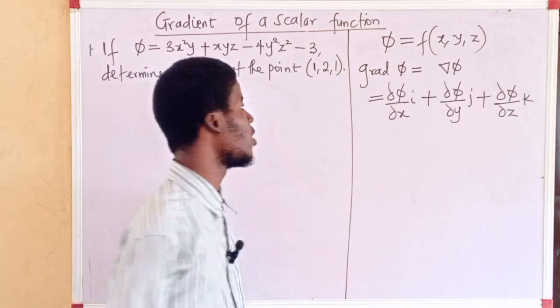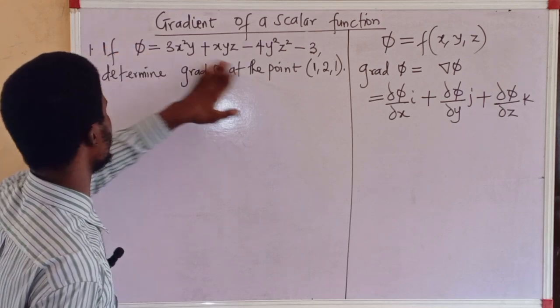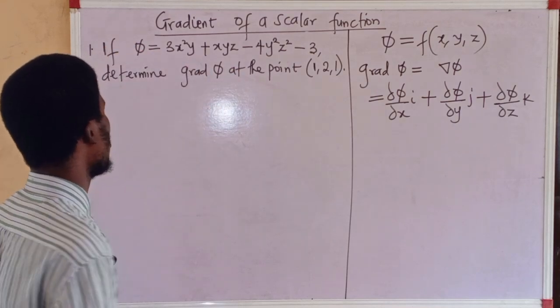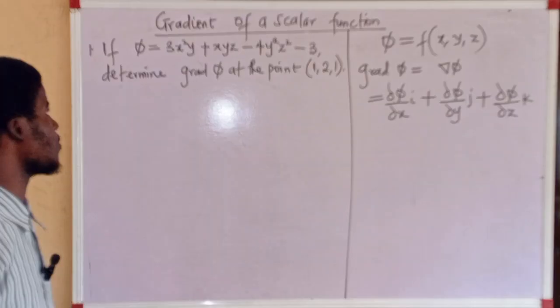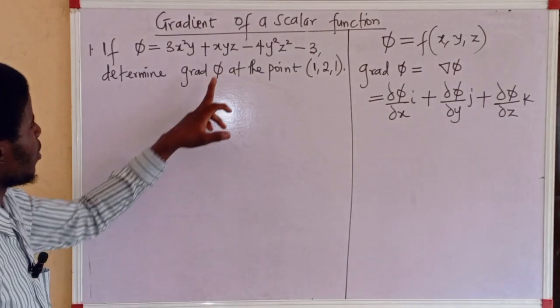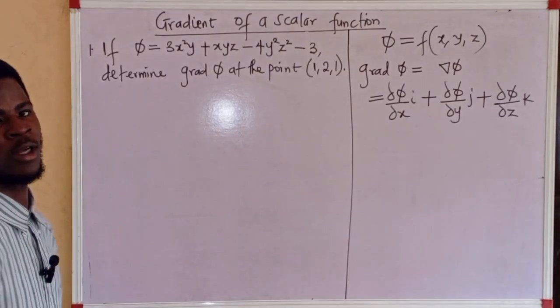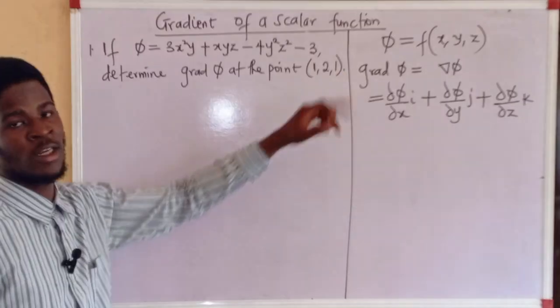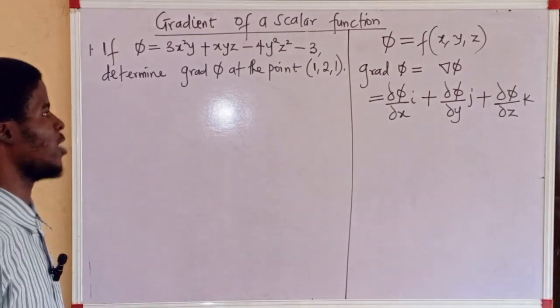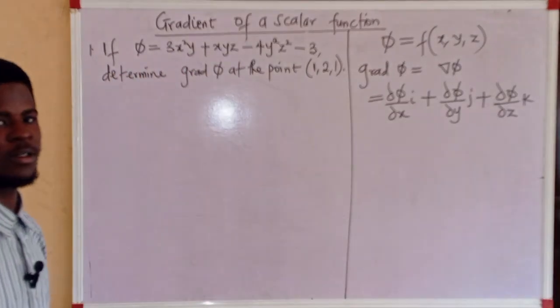That is the point. Now, if phi is equal to 3x squared y plus xyz minus 4y squared z squared minus 3, we are to determine the gradient of phi at the point (1, 2, 1), where x is 1, y is 2, and z is 1. So let us go ahead and determine the gradient of this scalar field.